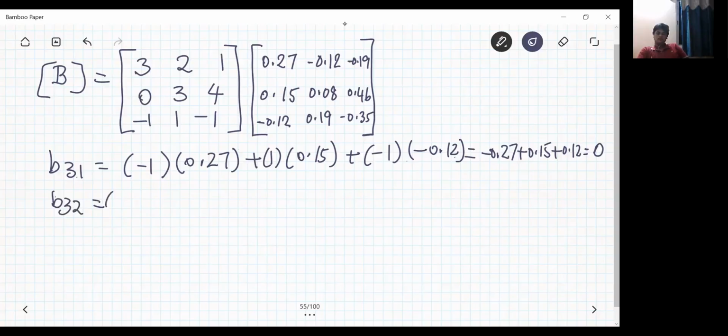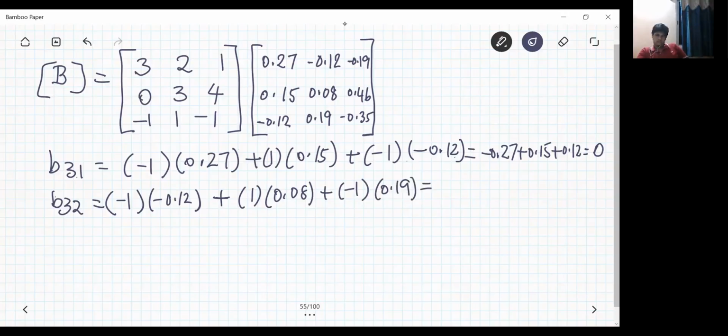B32 is minus 1 into minus 0.12 plus 1 into 0.08 plus minus 1 into 0.19. So this is 0.12 plus 0.08 minus 0.19. So it is 0.01.